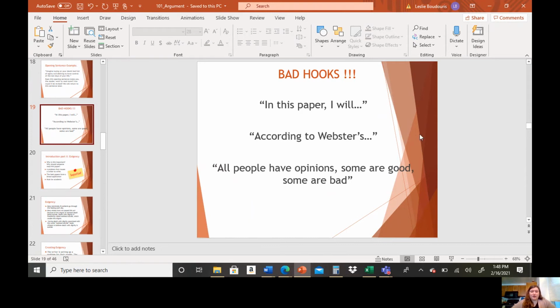"According to Webster's dictionary," or any dictionary: why do you feel like you have to define a certain word? Is there a different way, a more vivid, more interesting way to describe what you're trying to define? And "All people have opinions. Some are good, some are bad." I don't even know what this means. It's so incredibly vague. These are usually all sentences I've seen in some variation in past essays. They're just all vague. If you need to start writing with something like that and be more specific later on, that's fine. But in terms of final drafts, really be specific.